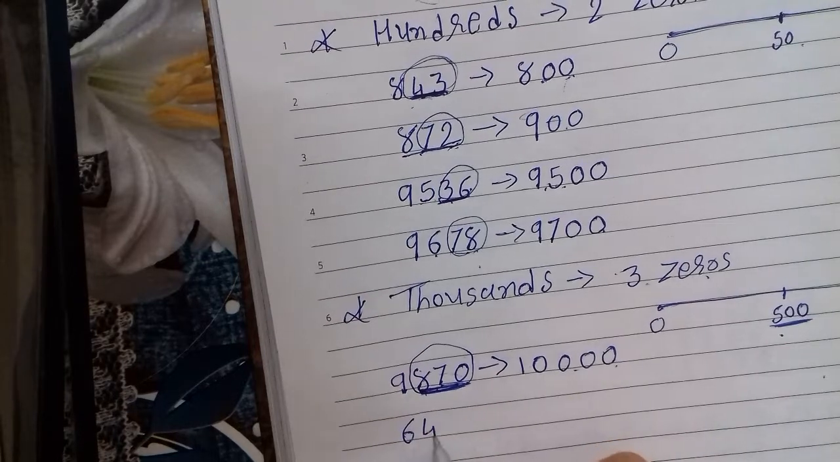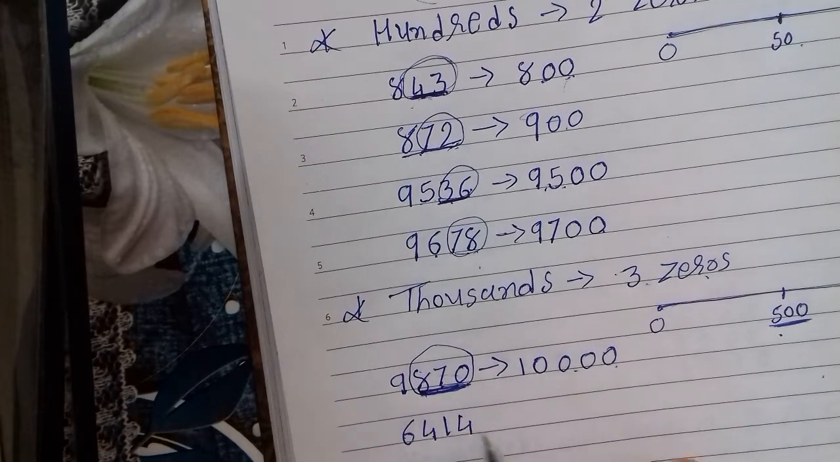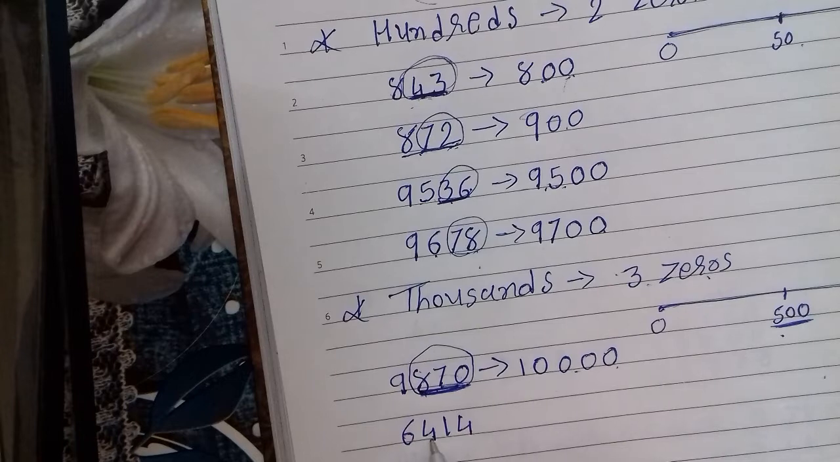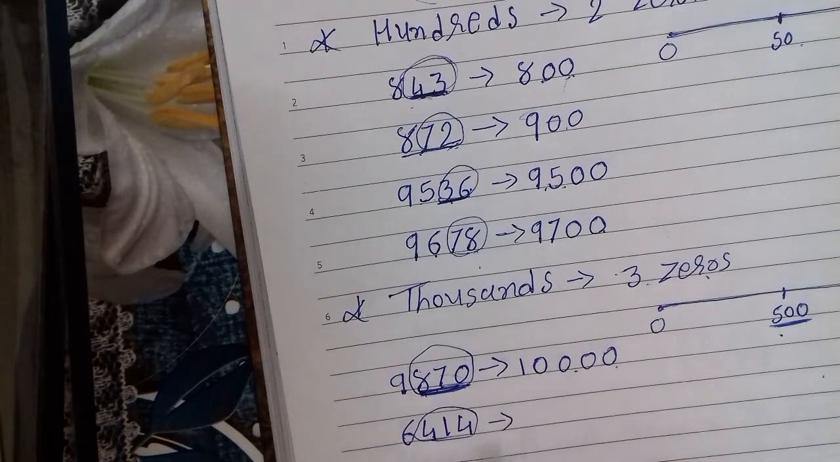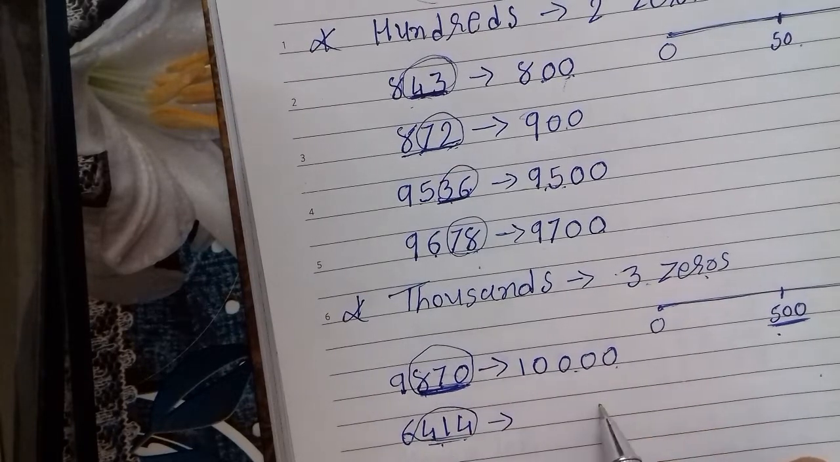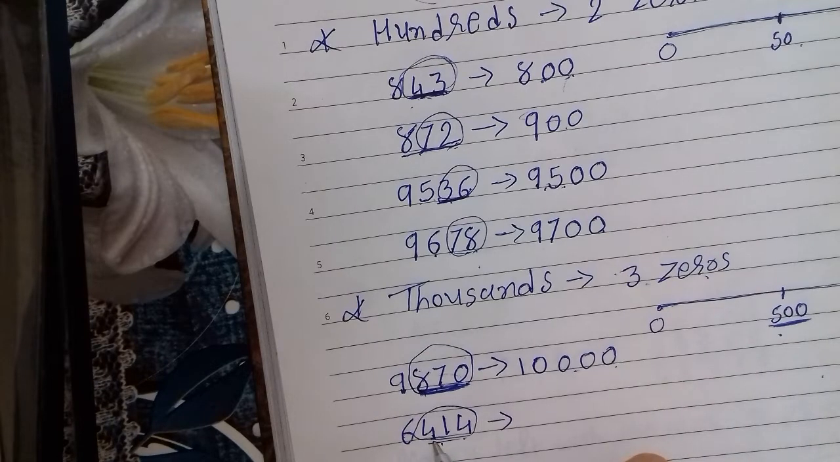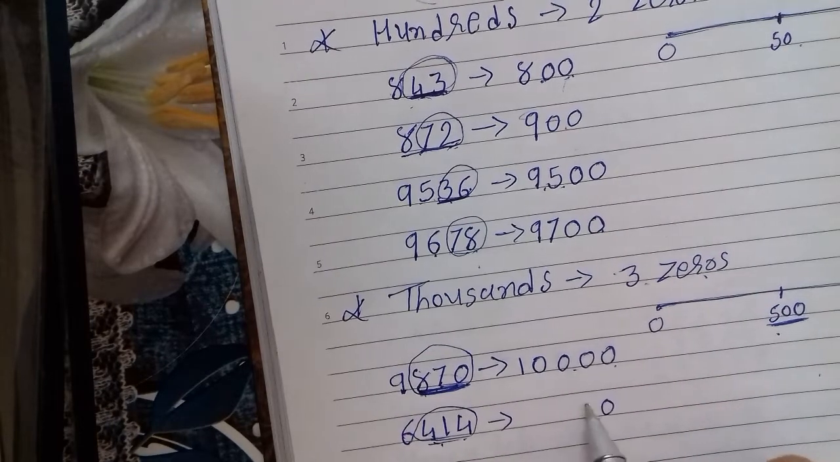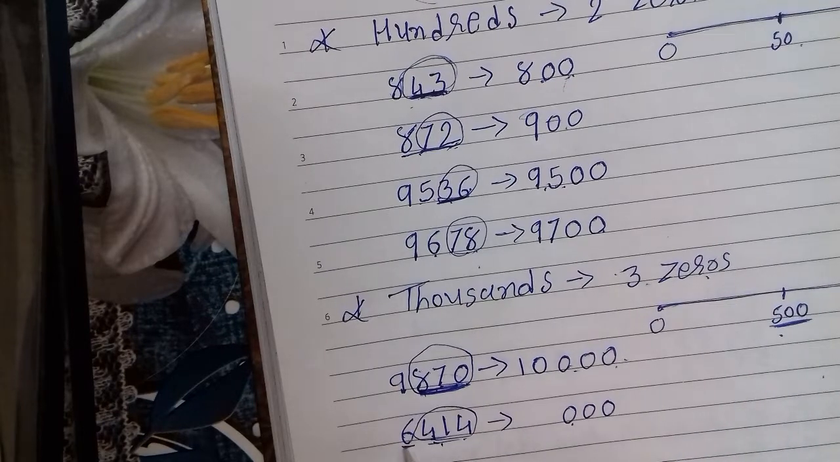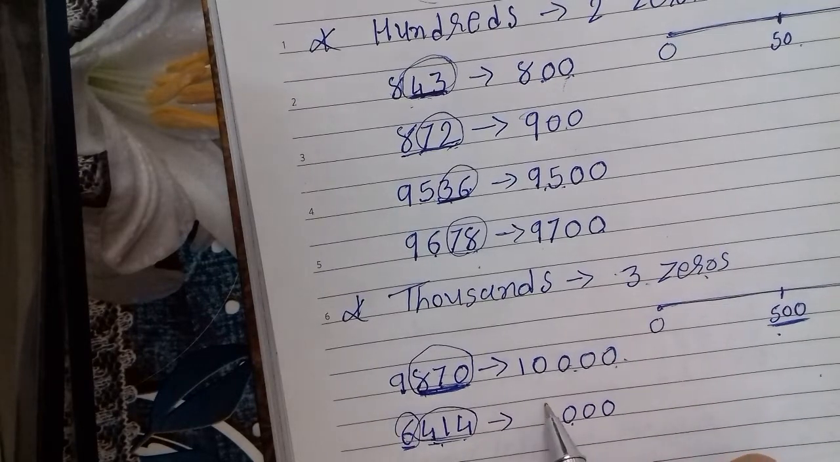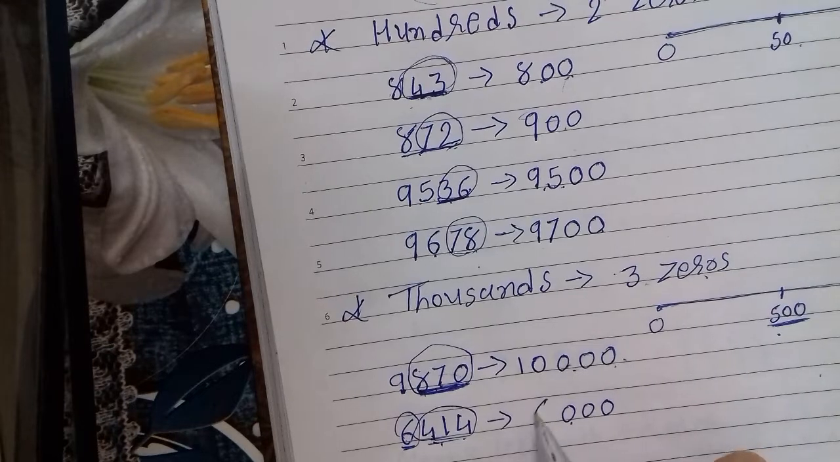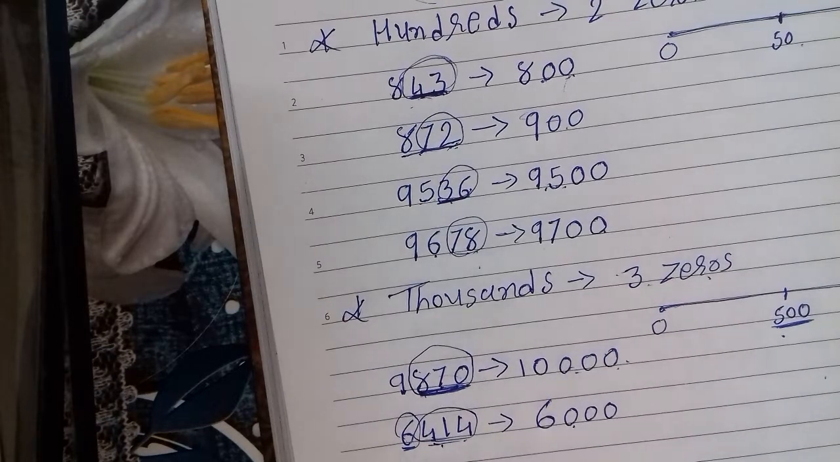Suppose 6414. Here observe these last 3 digits. This is less than 500, so put 3 zeros as it is, and then no change in the next digit. So write 6 as it is. Right?